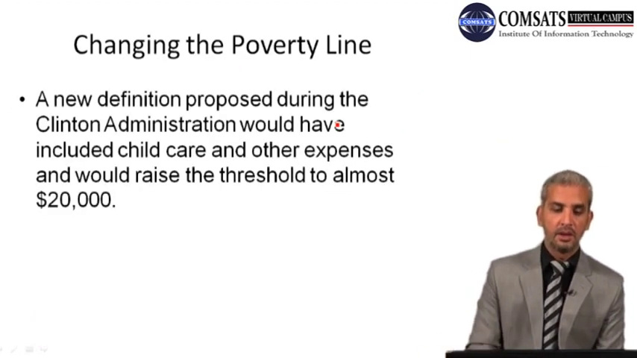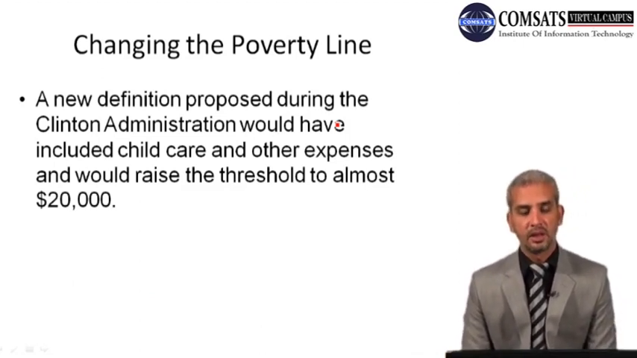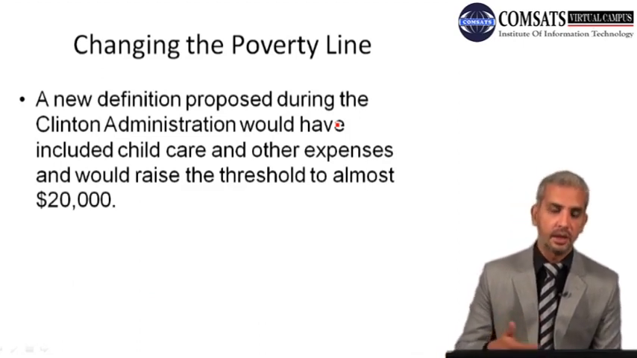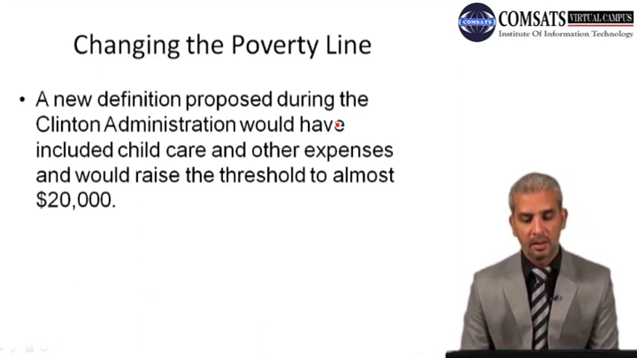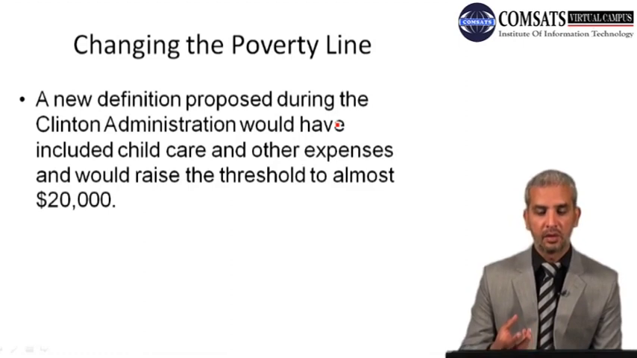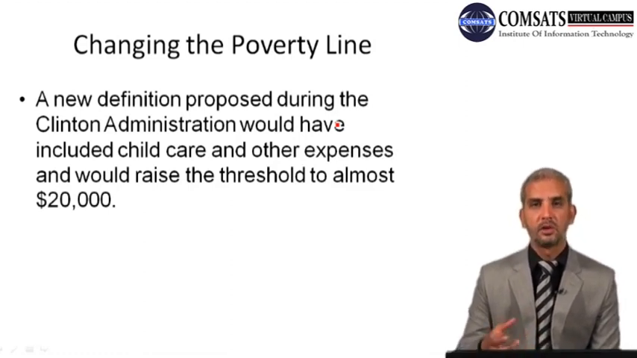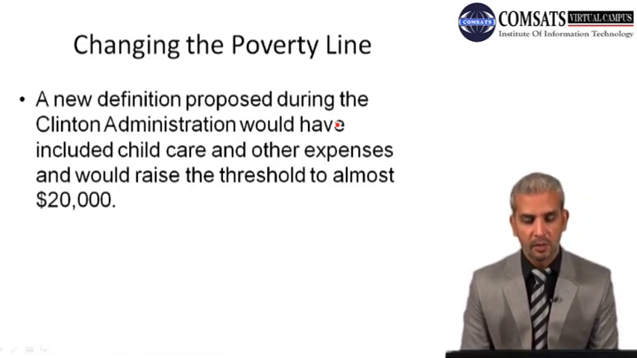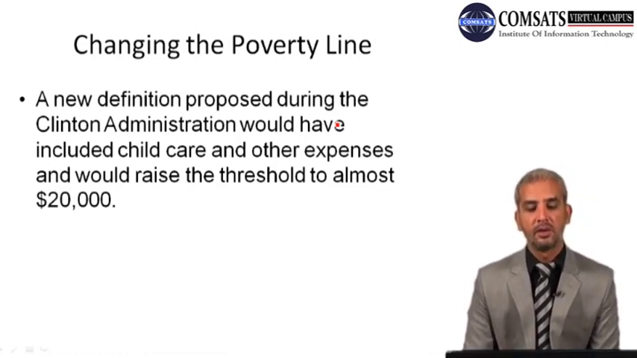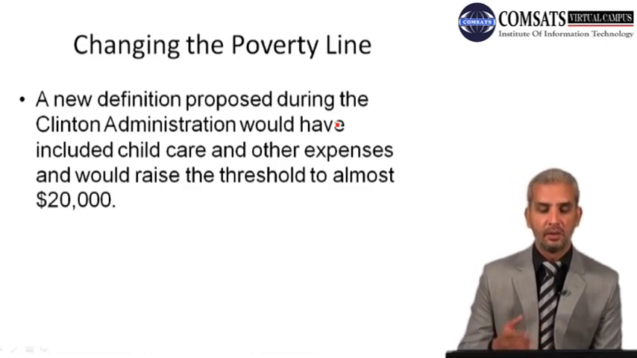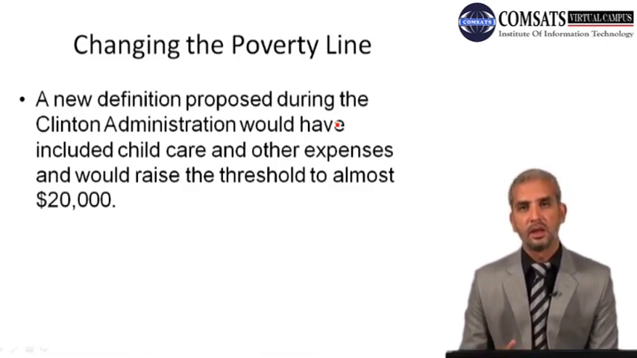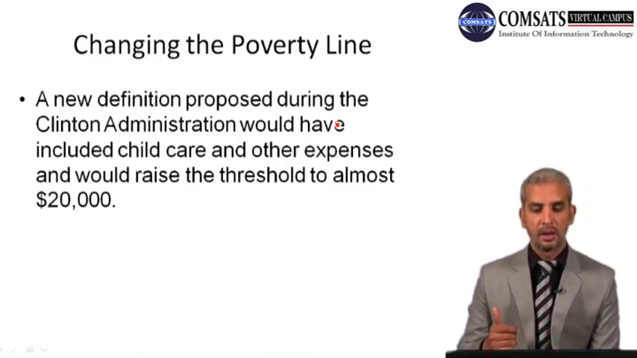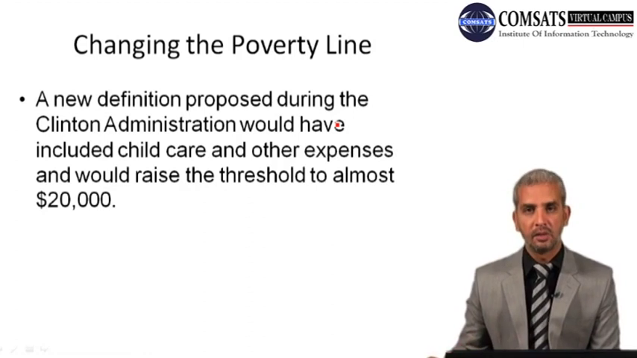The poverty line definition was changed during the Clinton administration, because they considered that any amount paid to those individuals should also be included in increasing their threshold. A new definition proposed during the Clinton administration would have included child care and other expenses, and would raise the threshold to almost 20,000. So all those expenses raised the poverty line to 20,000.